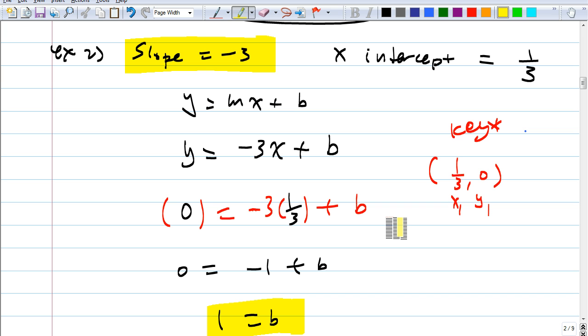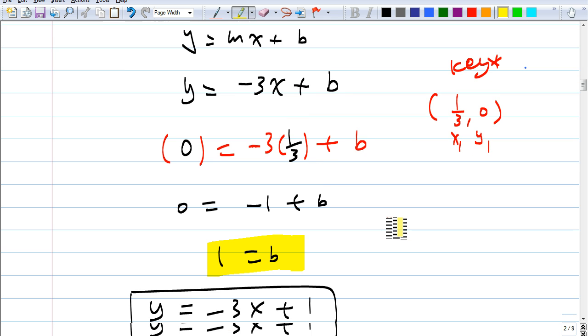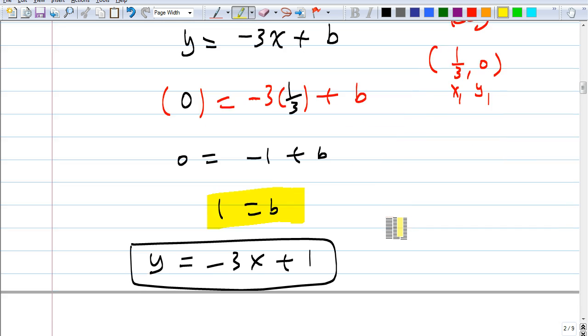So now that we know what b is, guess what our equation is now? What's this equation that has a slope of -3, that happens to have the x-intercept of 1/3? Yes? Y equals -3x. That's correct. There you go. Y equals -3x plus 1 is the equation of this line. Does this make sense?